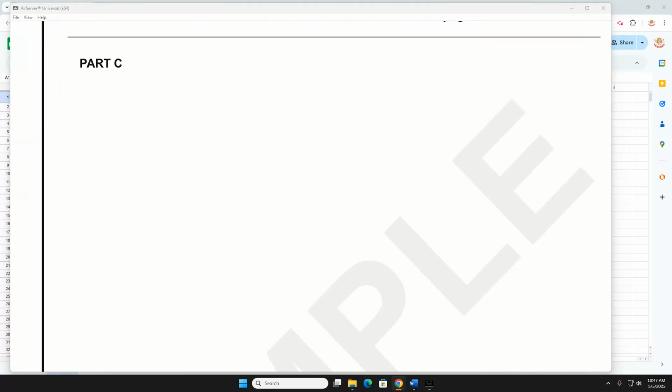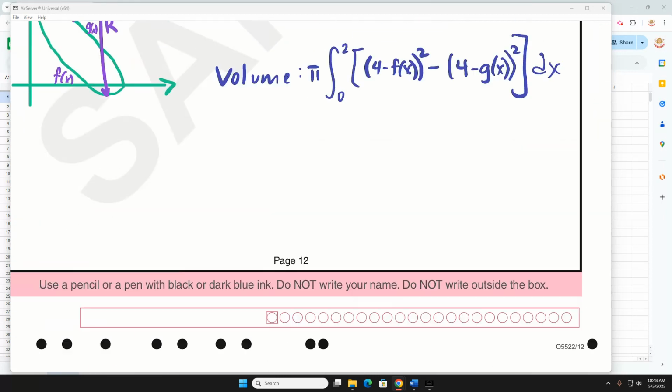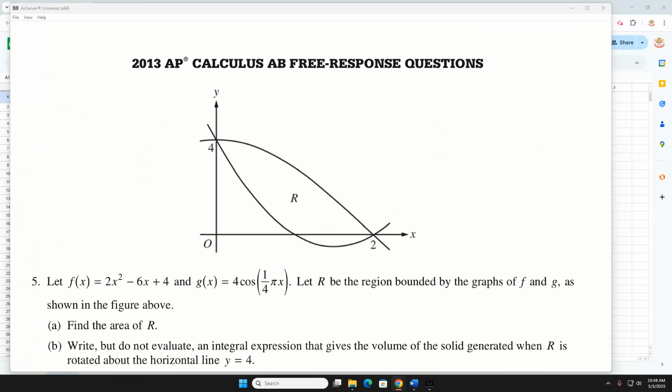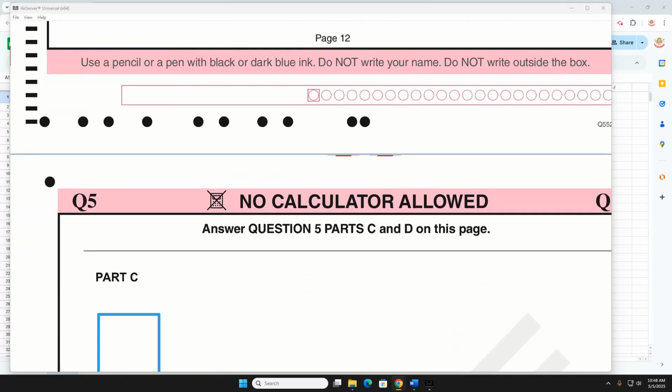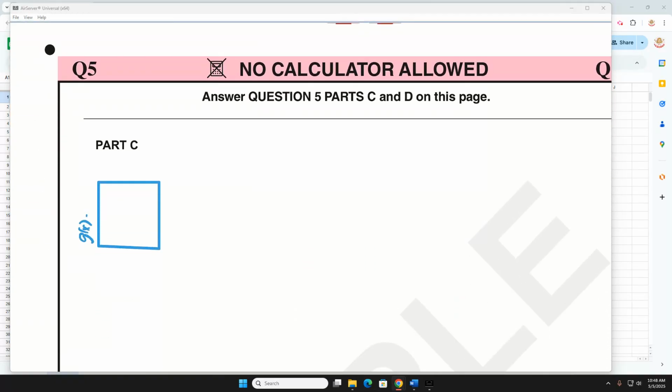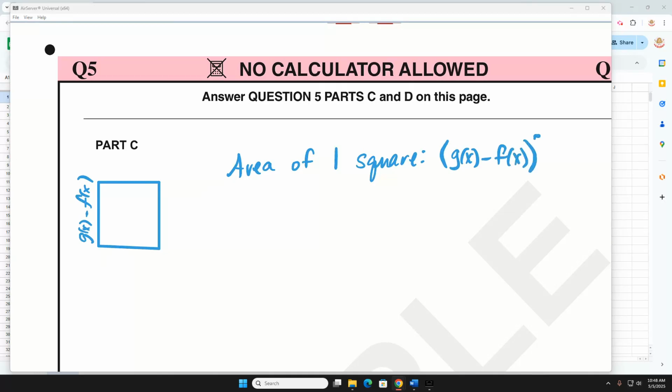Okay, and so I recommend that you draw one cross section. So one of our cross sections is a square. What is the side of the square going to be? It's technically this, g of x minus f of x. So the way I would do this is I always represent the area of one square or one cross section. In this case it is a square, and that's going to be whatever the side length is, squared.